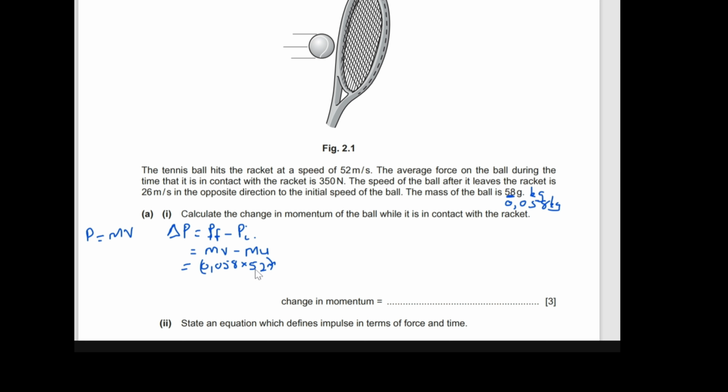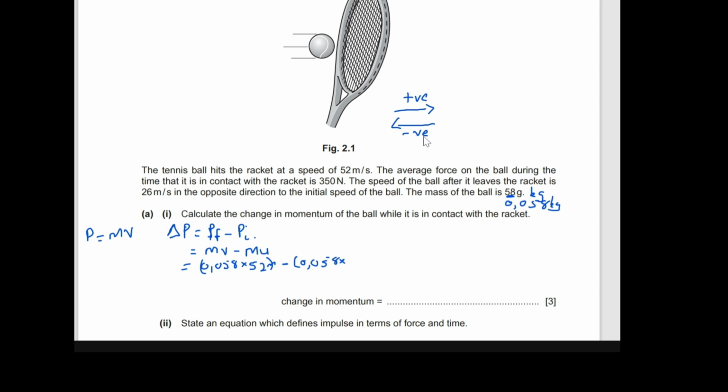Okay, we put a bracket there. Minus, open the brackets. The mass again is 0.058 multiplied by... Okay, something important there. Remember, we considered 52 meters per second to be the speed whilst it was going towards the racket, and that's a vector, so it is positive when it is going. But now the velocity is going backward after hitting the racket, so it has a negative velocity.